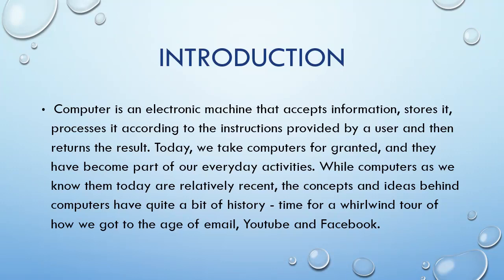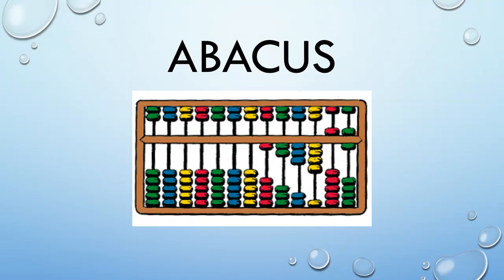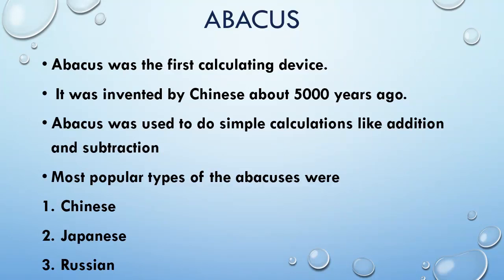When we discuss the history, we will know how we got the age of email, YouTube, and Facebook. The first early computing machine was abacus. I am showing you the picture of abacus. Moving to next slide. These are some important points about abacus.